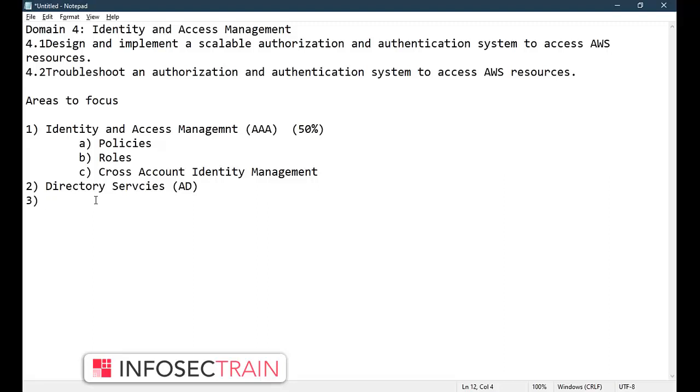Then you can learn the concept of federation. What is federation? Across the single sign-on federation, those kind of things learn. That is enough for you in this exam. And one more thing, learn ACLs. That's it.